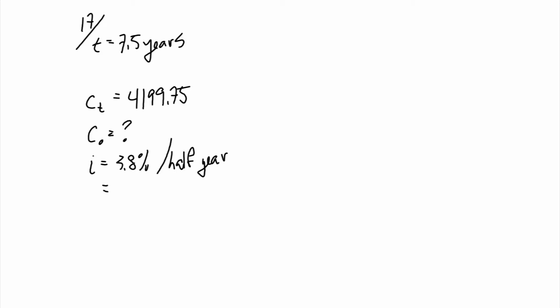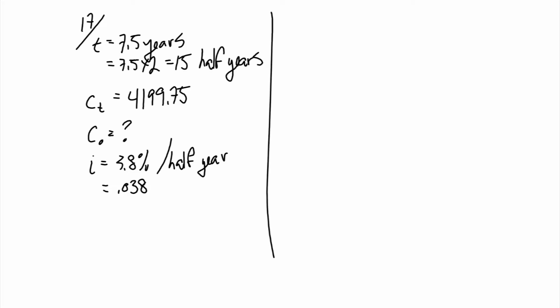That 3.8%, we divide that by 100, and we get 0.038 as a decimal. Now, our term is set in years, but our interest rate is in half years. We need to make the term match the units of the interest rate. We know that there are 2 half years in any given year, so we take that 7.5 years and multiply times 2, and we get 15 half years. We've now got all the data that we need.